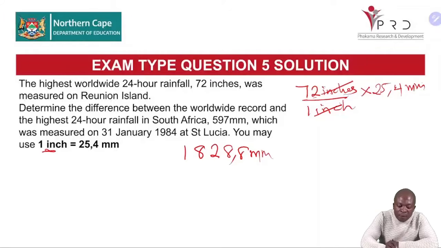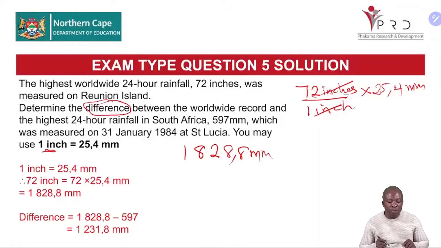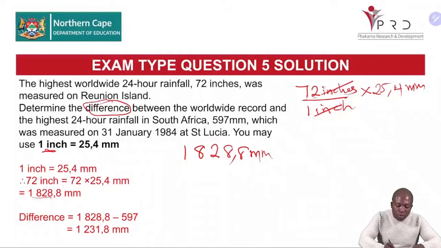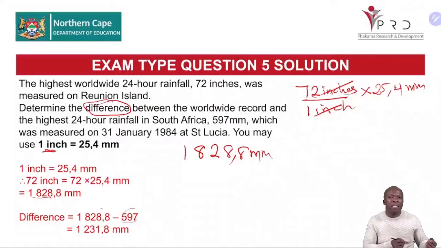The examiner says find what? The difference. So remember what I said to you. Once the examiner says find the difference, they want you to subtract. What do they want from you? To subtract. So can you see we've got our 1,828.8 millimeters. So now we are coming to find the difference. We subtract the small value from the big value so that we don't get a negative.